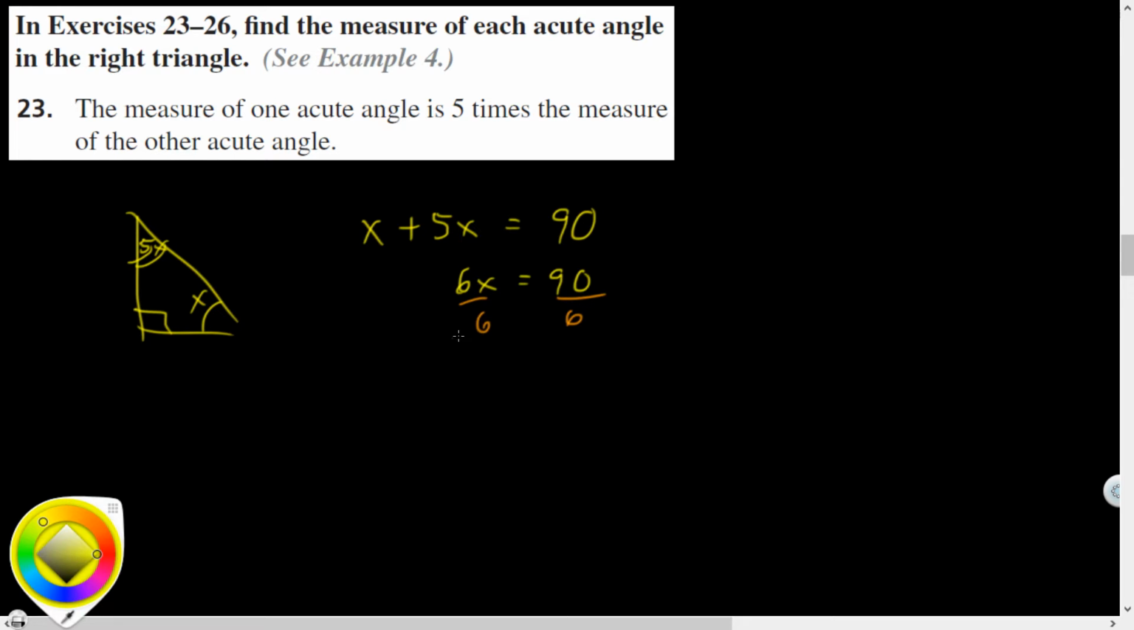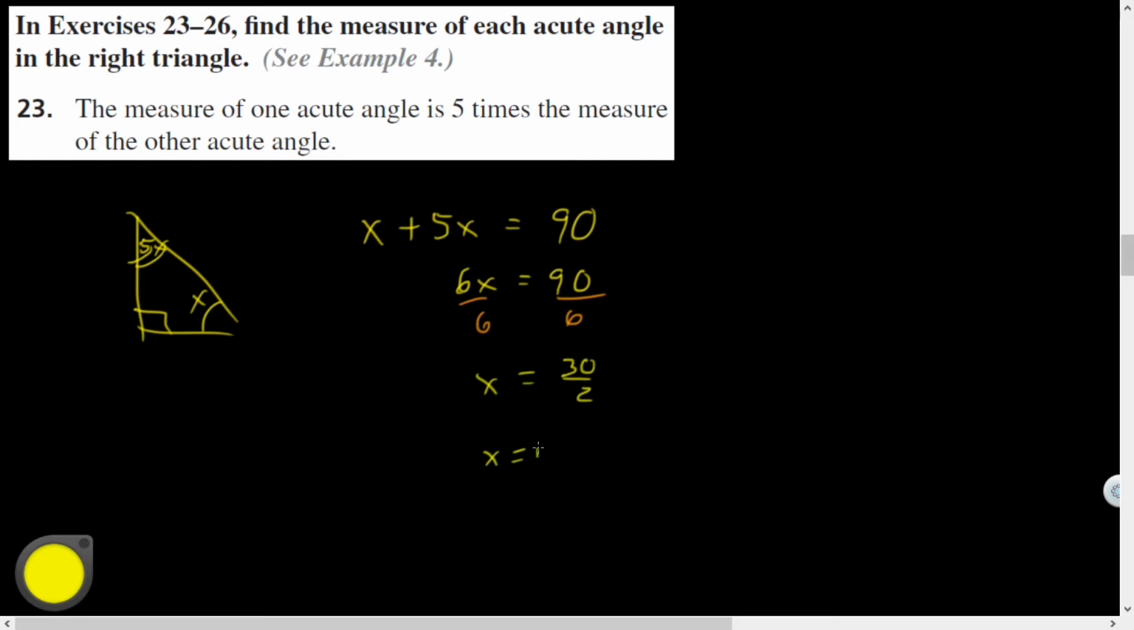Let's see, guys. I need someone to help me. 3 goes into both of those. What's that? 30 over 2. Looks like 15. No.